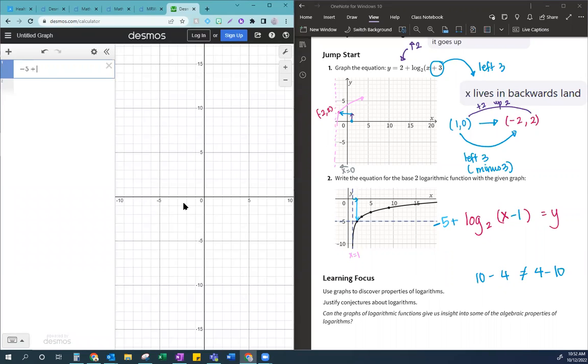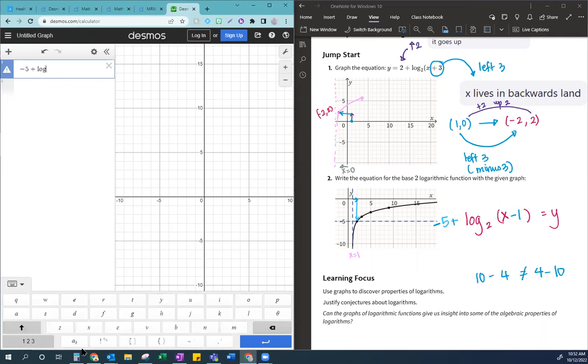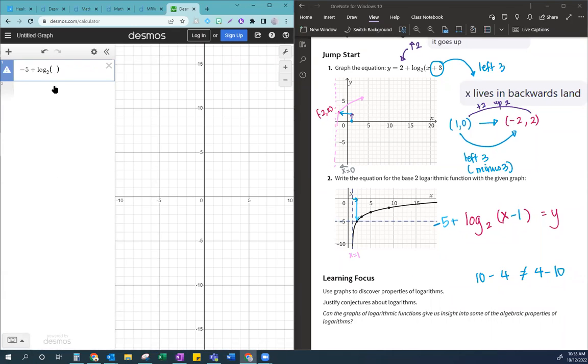So -5 plus log. For those of you who don't know how to do base 2, go down here, go to ABC, then right here to A sub B, and now I can grab 2. I'm not going to graph this as a function. I can, but the point is to make sure I got all these points. So I don't want to check the point that I've just moved. I want to check one of these other guys.